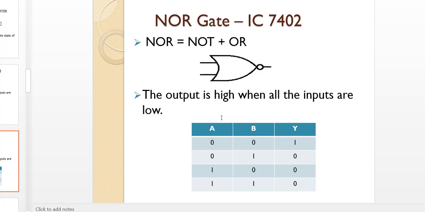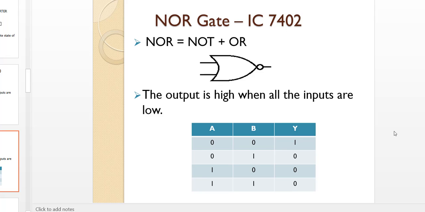As per the OR gate, if the inputs are low, then the output is low, otherwise the output is high. So here NOR gate means inversion of OR gate. If both the inputs are low, then the output is high, otherwise the output is low. See, the output is high when all the inputs are low. This is the inverse case of the OR gate. Clear?